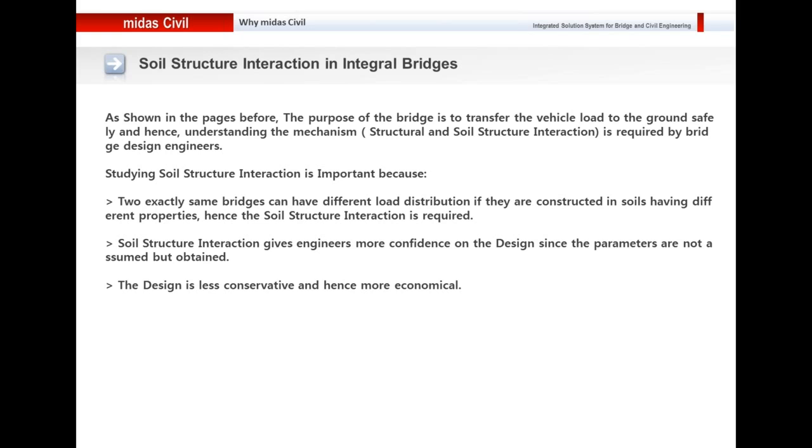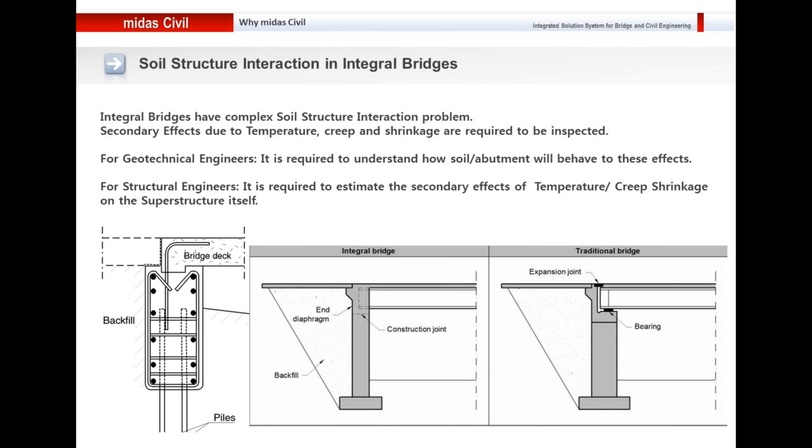Now, if you perform soil structure interaction, it gives you more confidence in the design, since the parameters are not assumed but are obtained after performing analysis, and the design that we perform after the soil structure interaction is less conservative and hence more economical. So these are some of the factors why we need to perform soil structure interaction in integral bridges.